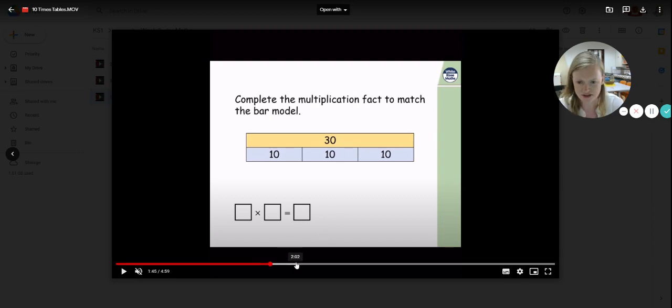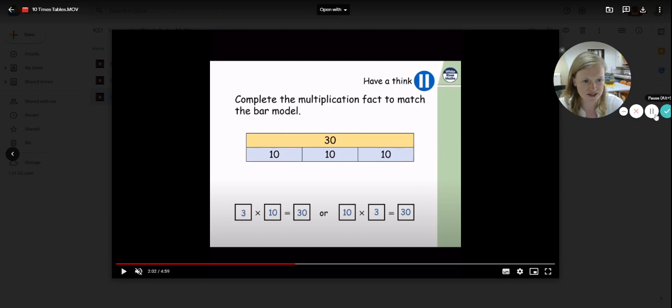Let's see if we got that right. Yes, 3 multiplied by 10 equals 30. Or 10 multiplied by 3 equals 30.